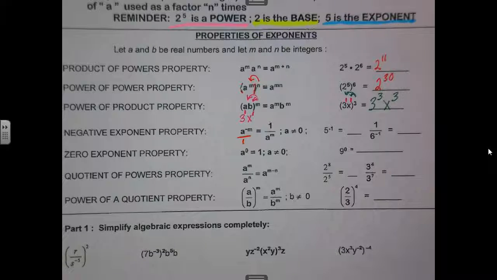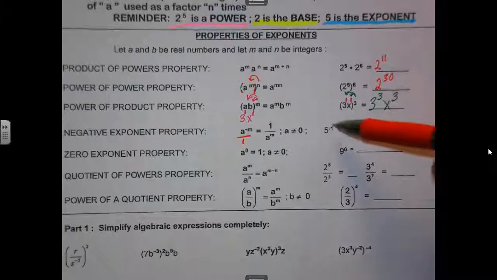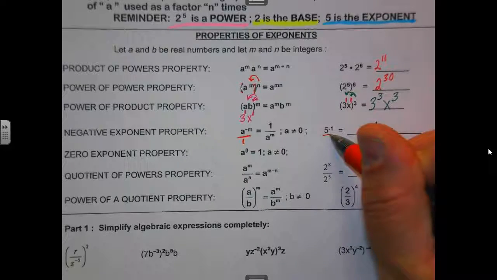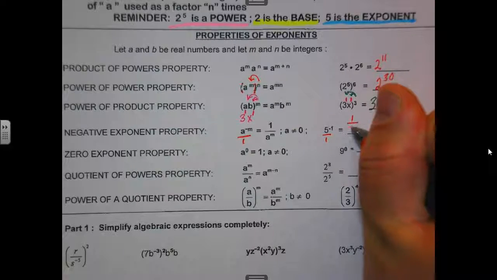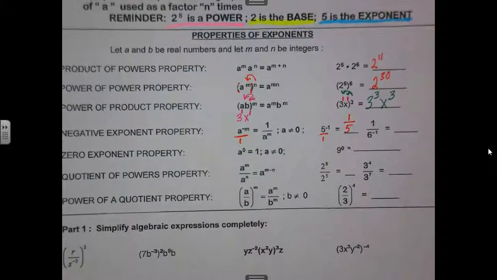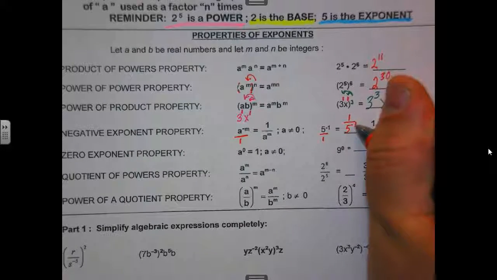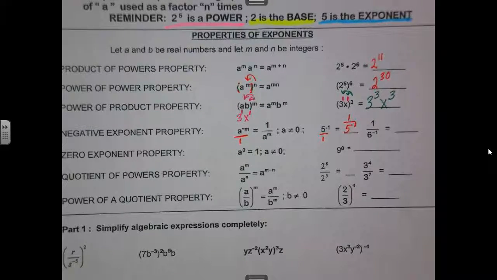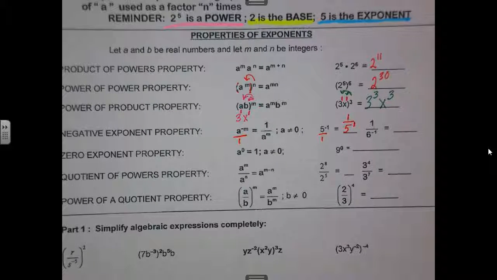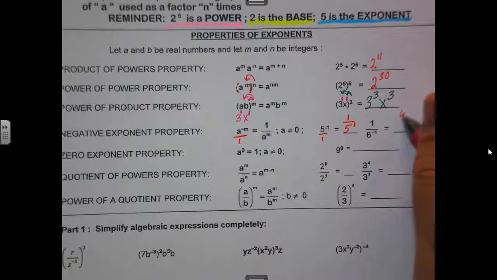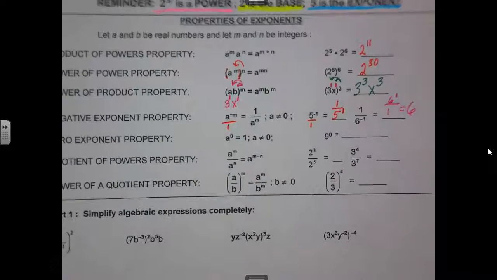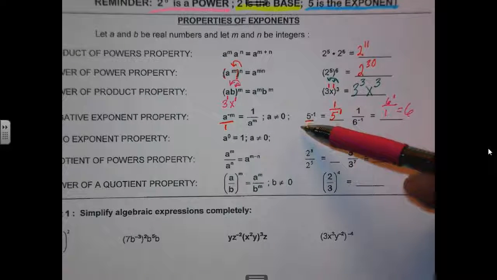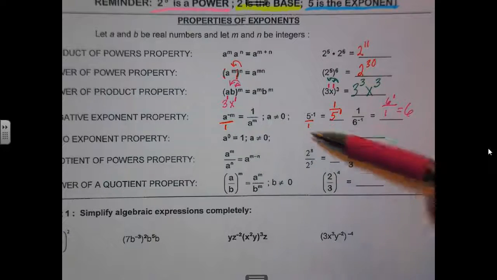For instance, if I have 5 to the negative 1, actually 5 to the negative 1 over 1, flip it, but 1 over 5 to the first or just 5. I don't care if you put the 1 there or not. What about 1 over 6 to the negative 1? Yeah, 6 to the 1 or just 6 over 1 or just 6. This comes up over and over and over again, this negative exponent thing.